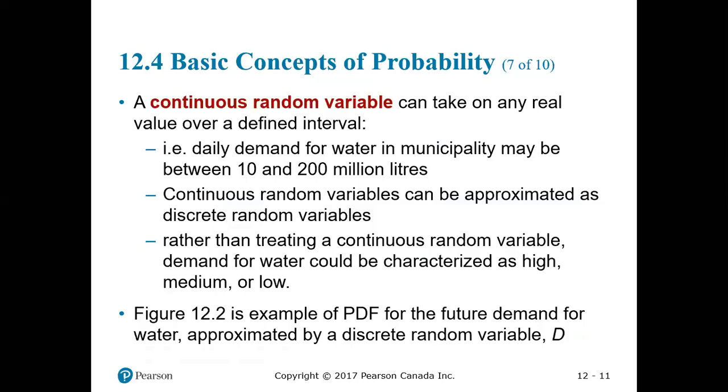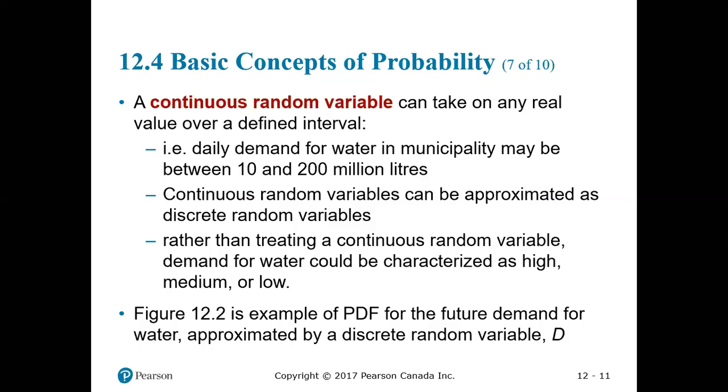So what's a continuous random variable? A continuous random variable can take on any real value over a defined interval. Say, for example, between 1 and 2, there could be infinite points that a continuous random variable could take on. So in this example here, it says daily demand for water in a municipality may be between 10 and 200 million liters. So it could be anywhere between those values.